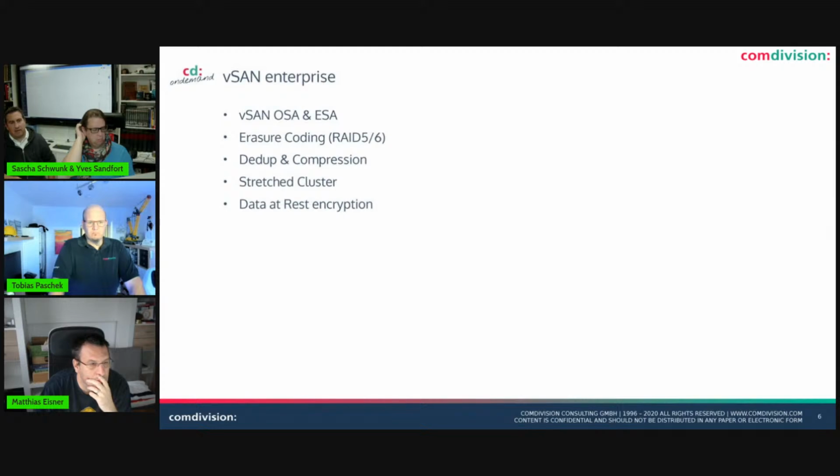And as I got the information, there will be a migration path from OSA to ESA. So that means if you start now with planning new hardware, you can prepare that your hardware is ready for ESA, deploy with OSA if you want to go with a stretch cluster, and then later on do the migration to ESA. Yeah, as always.